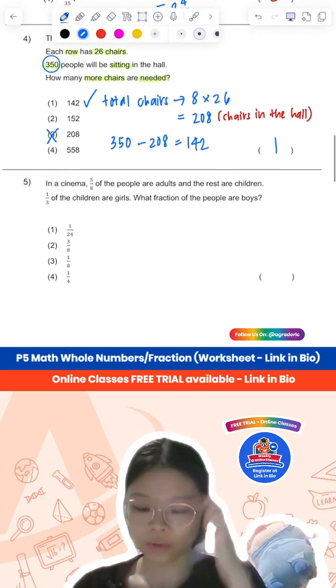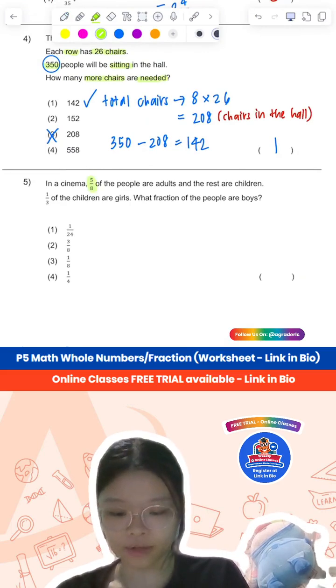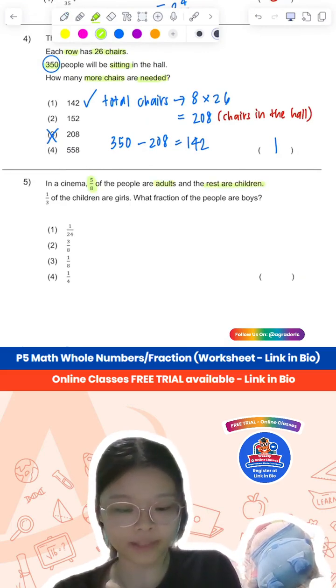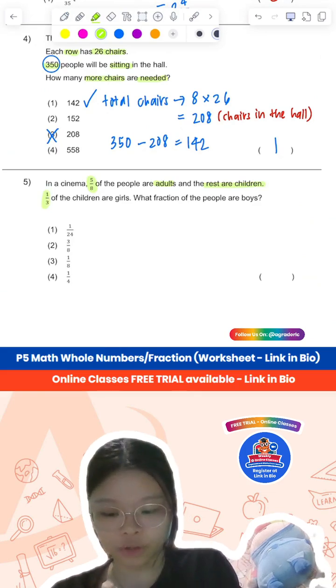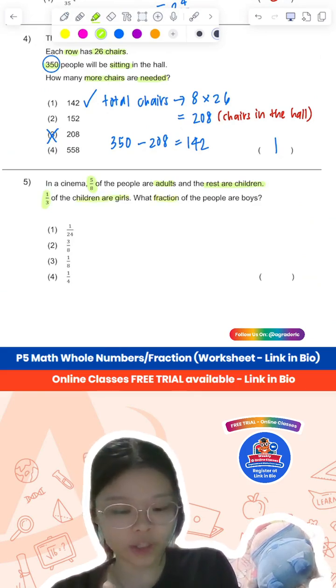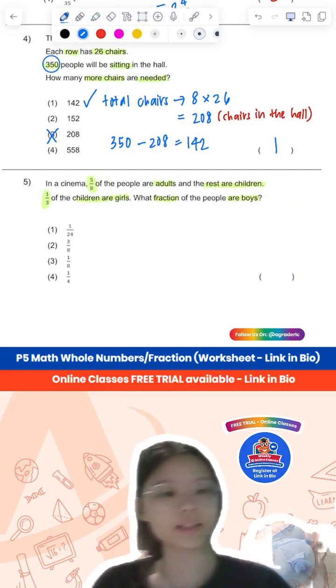Okay, so in a cinema, 5 out of 8 of the people are adults and the rest are children. 1/3 of the children are girls. What fraction of the people are boys?